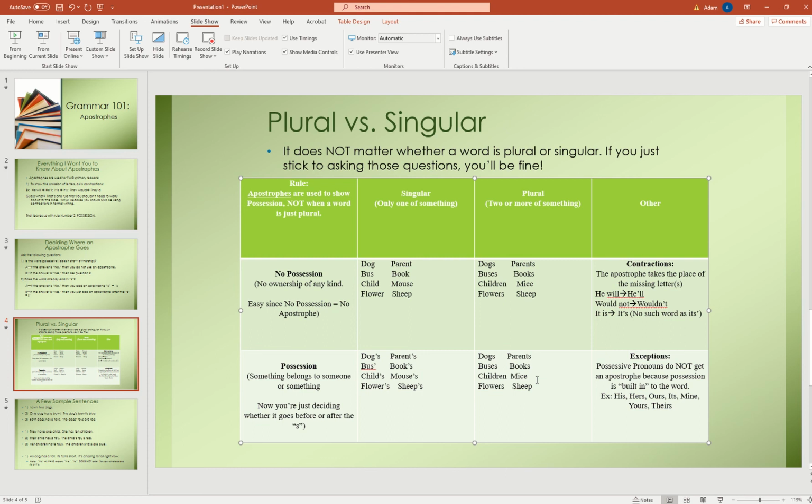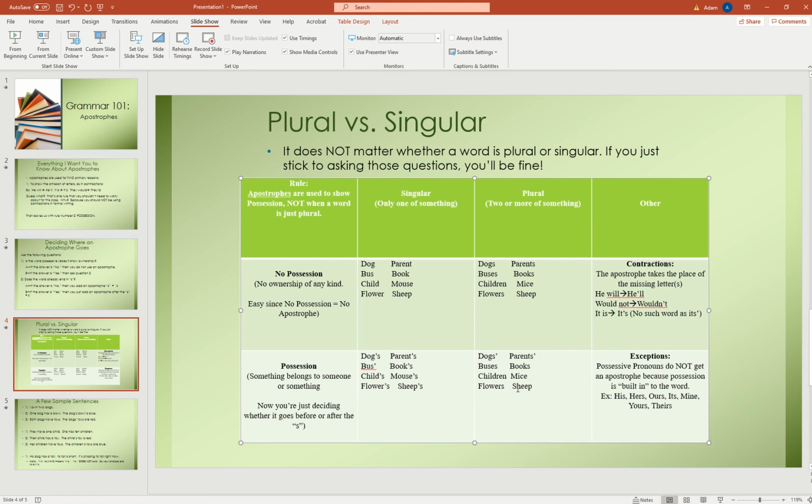There are two dogs. They both have toys. The dogs' toys are all chewed up. The toys belong to the dogs. So is there possession? Yes. Does the word end in S? The toys belong to the dogs? Yes, dogs end in S. Apostrophe. The parents' children are restless. The children belong to the parents. I'm saying parents. The word ends in S, so the apostrophe goes after the S.